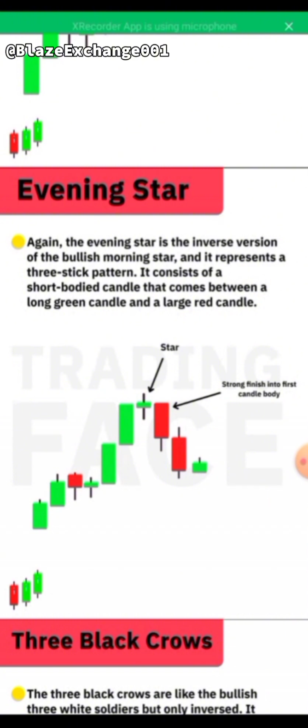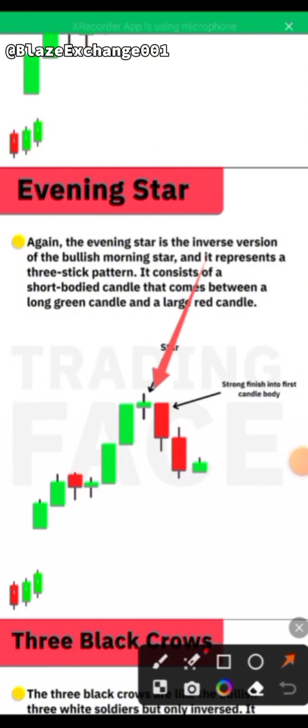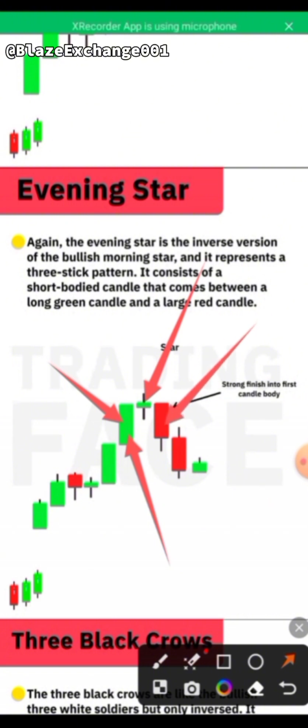That's what I'm trying to say, and it represents three sticks. It consists of three candlesticks. They say it consists of a short body candle that comes between a long green and a large red. This is the one they are talking about, a short candle in the middle. There must be a green here. In that bullish one, which is morning star, here is red. In this bearish evening star, here is red, while in that one, if you go and check it, there is green. You understand what I'm trying to say?